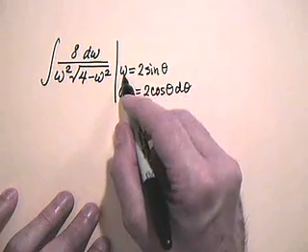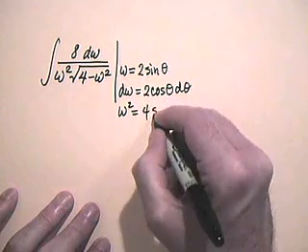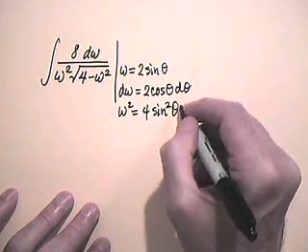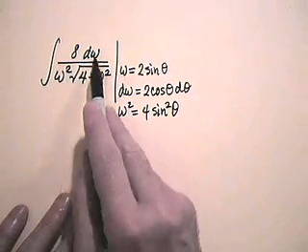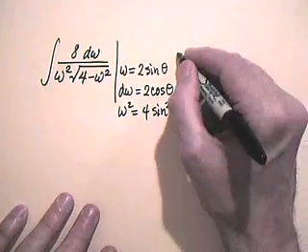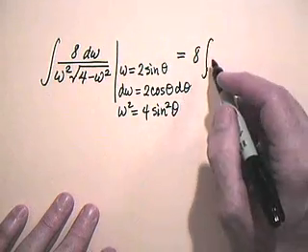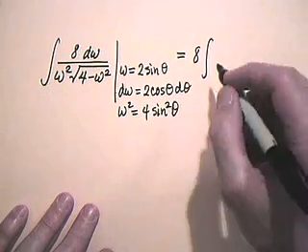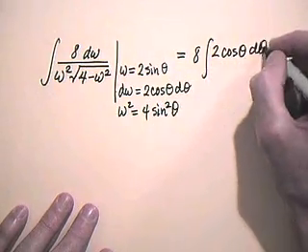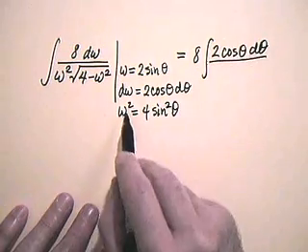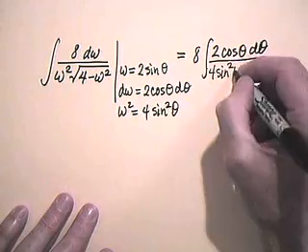Notice, since w is 2 sine theta, w squared is 4 sine squared theta. So now we can easily substitute for everything we see in this integral. We have 8 times the indefinite integral, dw is 2 cosine theta d theta. Down in the denominator, w squared is 4 sine squared theta.